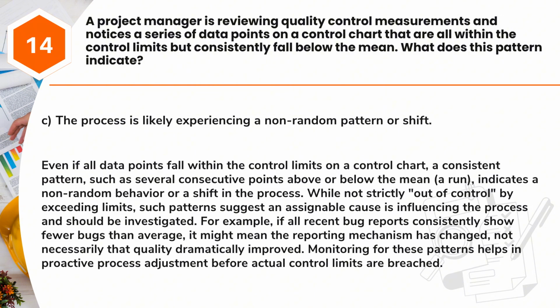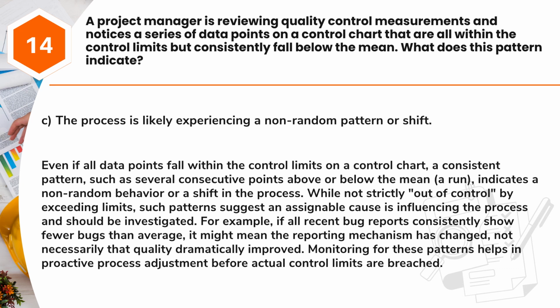Answer: C. The process is likely experiencing a non-random pattern or shift. Even if all data points fall within the control limits on a control chart, a consistent pattern, such as several consecutive points above or below the mean, or run, indicates a non-random behavior or a shift in the process. While not strictly out of control by exceeding limits, such patterns suggest an assignable cause is influencing the process and should be investigated.